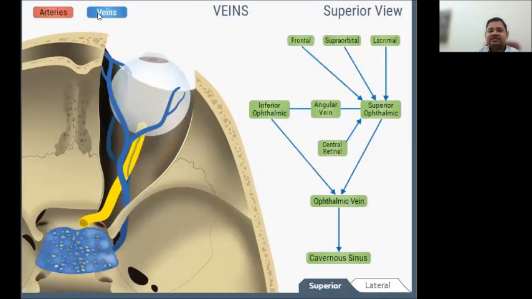Veins, we will not see the veins individually. They have to drain ultimately into the cavernous sinus only. They will be coming from the frontal bone: the frontal vein, also called the supratrochlear vein, the supraorbital vein, and the lacrimal vein. They are going to drain into the superior ophthalmic vein, then via the angular vein or inferior ophthalmic vein, or directly into the ophthalmic vein, and the ophthalmic vein is ultimately going to drain to the cavernous sinus. So this will be the total drainage system in the orbit.